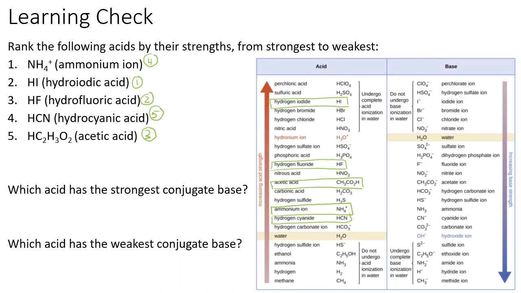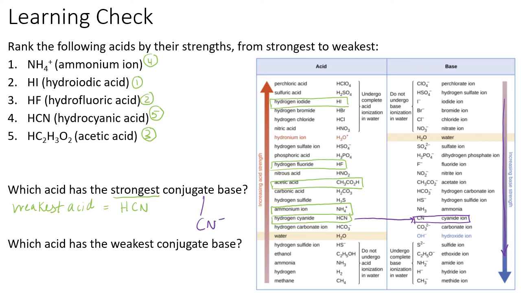And answering the next part, what acid would have the strongest conjugate base? Remember, there's an inverse relationship between acid and conjugate base strength. So the strongest conjugate base is going to come from the weakest acid. And our weakest acid was hydrocyanic acid, HCN. So its conjugate base is down here, which is the cyanide anion, CN-. And we're increasing in base strength as we go from top to bottom. So that one will be the strongest conjugate base.